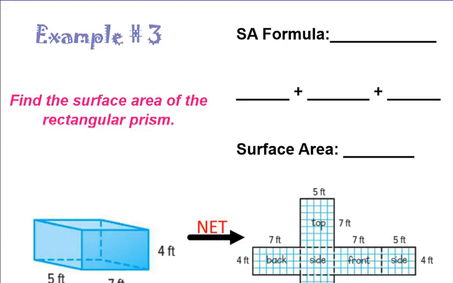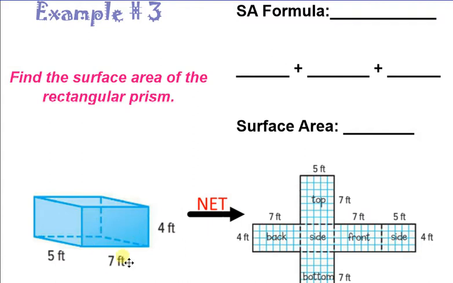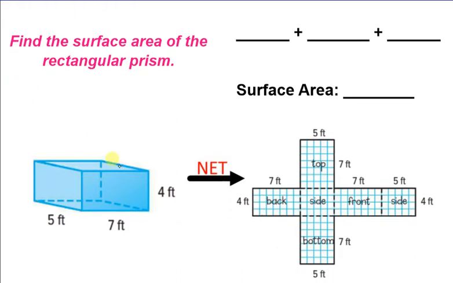All right, let's do example number 3. Now with example number 3, you're going to notice I gave you the 3D solid, but I also gave you the net. And the reason why I gave you the net is because sometimes I'm not even going to give this to you. I'm just going to give you the net. And so the easy way to do this is to just simply put an L, W, and H next to the dimensions, okay?